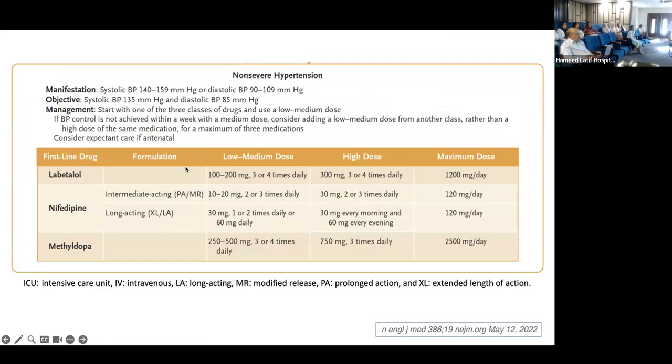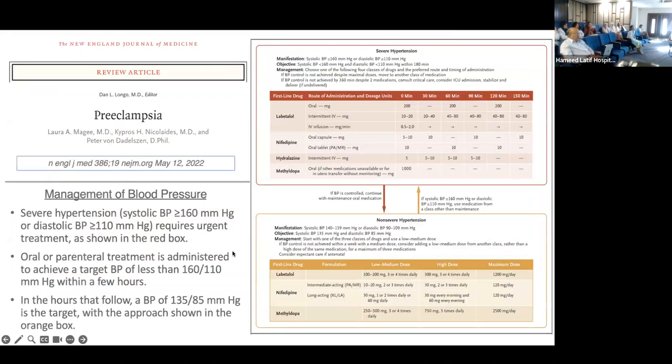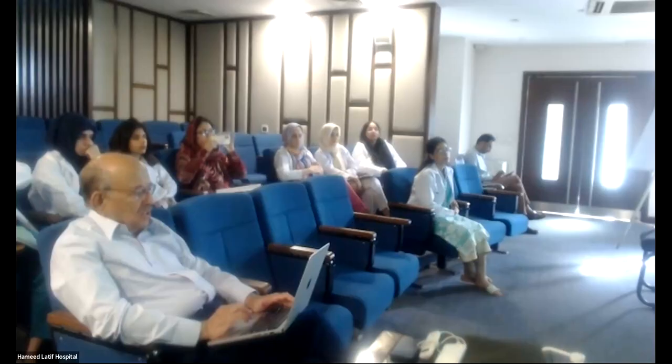And this is non-severe hypertension: labetalol, nifedipine, methyldopa. Start with one of the three classes of drug. We can have printouts of that and paste it in our tables. Again, going back to this composite picture, in the paper these two tables are presented together, and for clarity's sake I divided them into two slides. Here you see that this management interchanges. After management of severe hypertension, if the blood pressure has become lower, then you switch to the non-severe hypertension management. But if it becomes severe again, then you go back and manage it according to this regime. So that's why severe and non-severe hypertension. Let me just look at this once again.